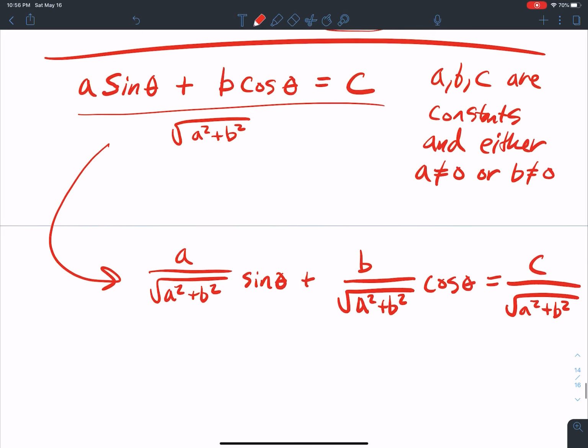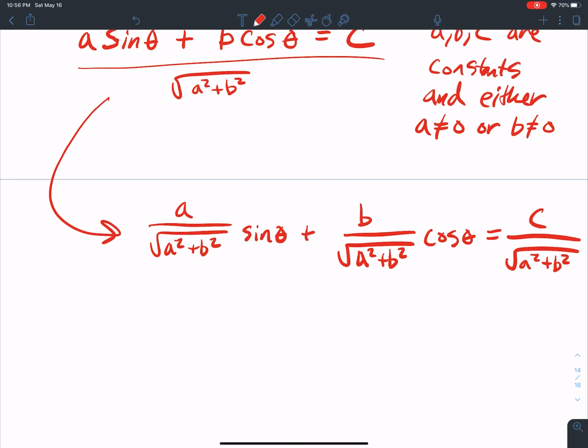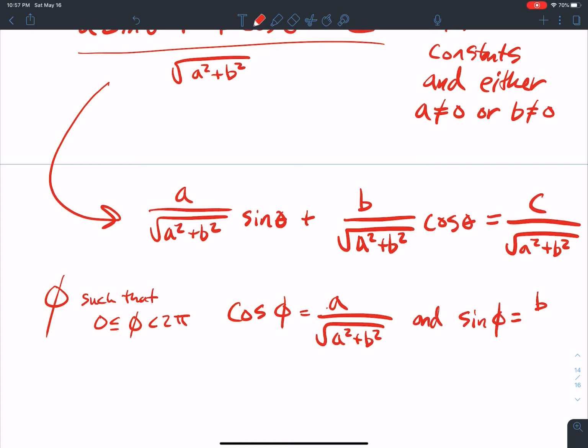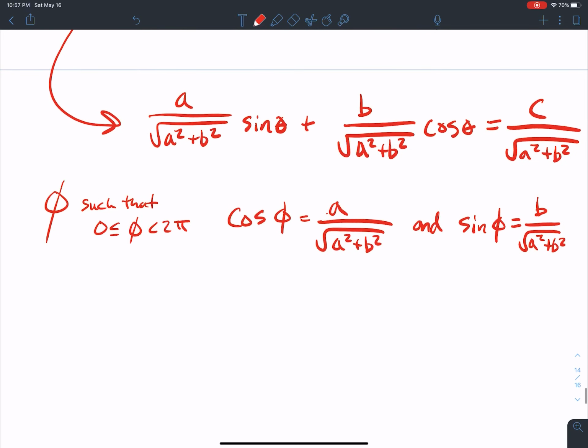Okay? So there's some unique angle, phi, such that phi is between 0 and 2 pi, for which the cosine of phi equals a over square root of a squared plus b squared, and the sine of phi equals b over square root a squared plus b squared. Now, why in the world is that true?